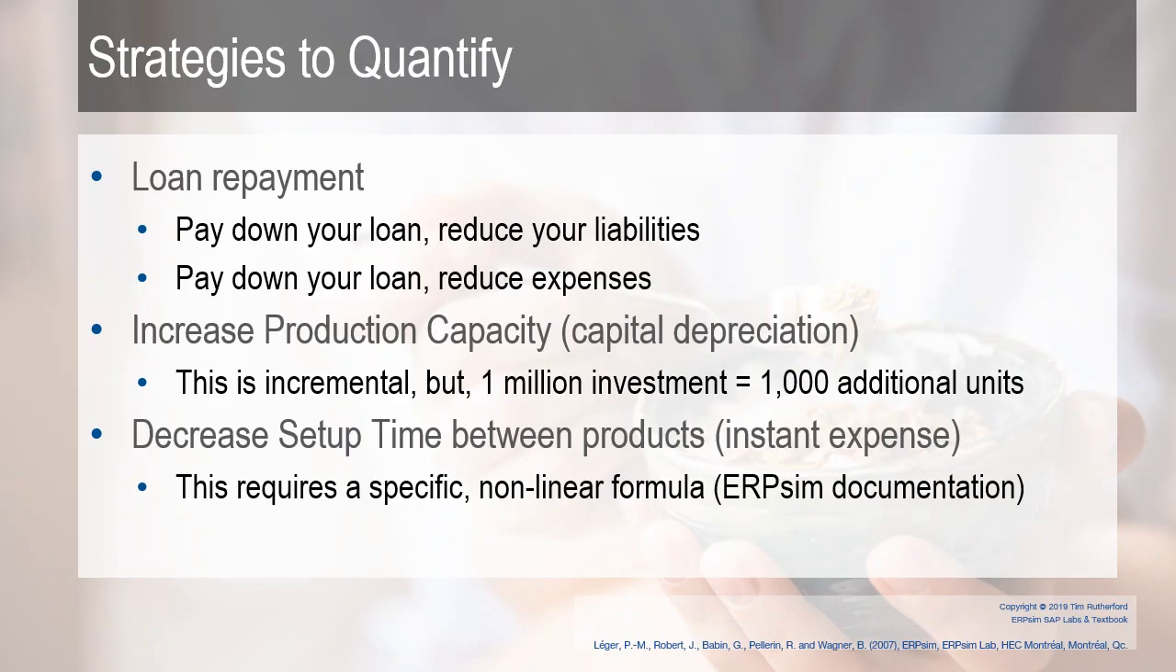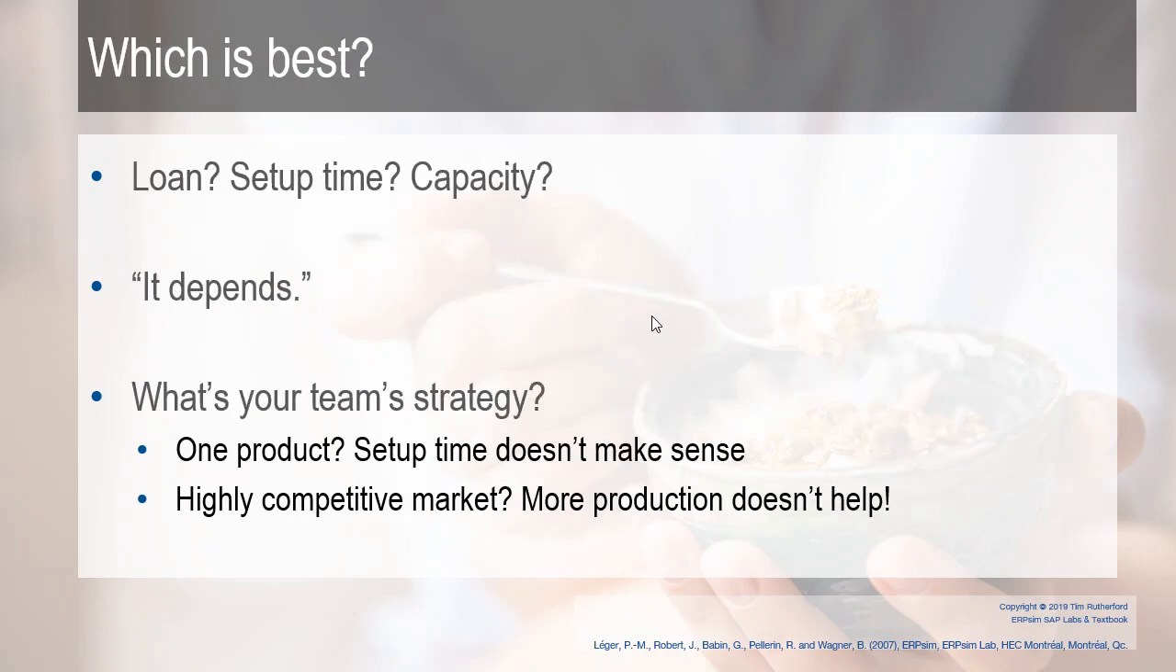Quantify all of these. Every single one of these has a quantifiable purpose, and which one or ones make a difference depends on your market, the competition that you have, and your team strategy. You may even determine that one is best round one, day one, another is best round two, day one, and another is best in later rounds. Again, quantify. So again, loan, setup time, capacity, it depends which one is best. And your team's strategy makes a difference.